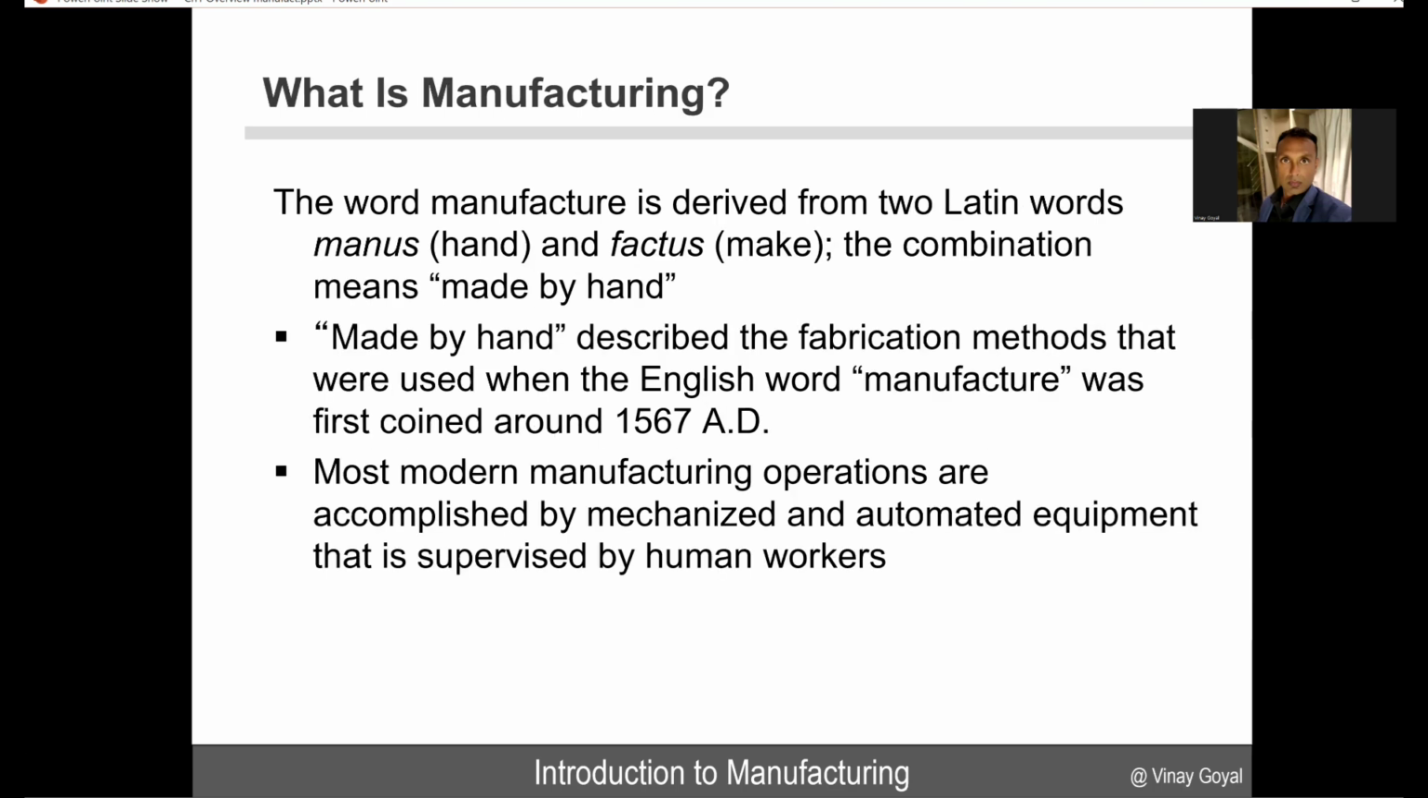The word manufacture is really derived from two Latin words. One is called manus, which comes from the word hand, and factus, which is to make. The combination of the two basically provides the meaning made by hand, describing the manufacturing and fabrication methods that were used when the English word manufacture was first coined around 1567 AD. Most modern manufacturing operations are accomplished by mechanized and automated equipment that is supervised by human workers.